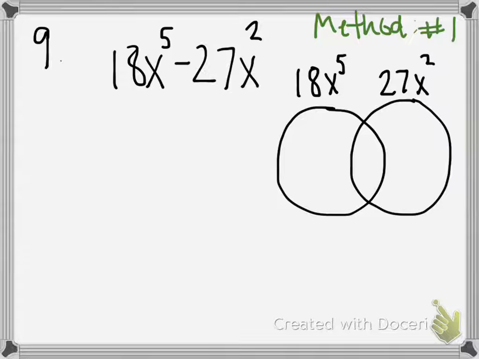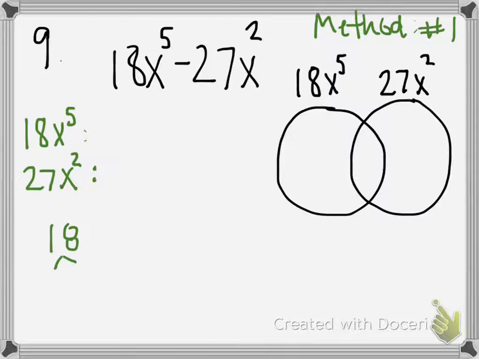So there is an easy way to do GCF where you can use guess and check, or you can do the sort of longer method where you compare 18x to the 5th and 27x squared. I'm going to do the longer method. So 18x to the 5th is our first term, and 27x squared is our second term. So I need to make a factor tree of 18 and 27 to find the prime factors.